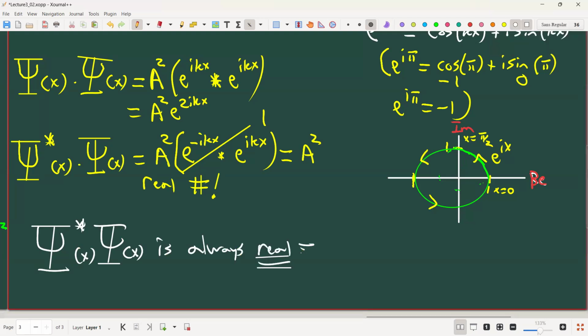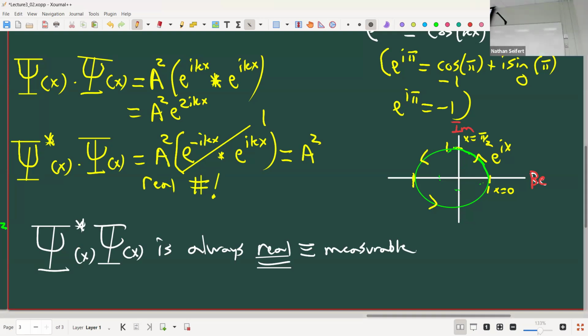And of course, real means measurable. That's something that we can look at in more detail. Any questions? One more property that I want to mention now.